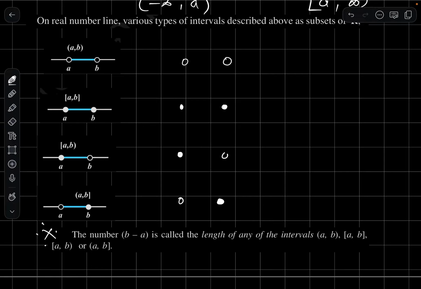And then one more important note you should note down. The number b minus a is called the length of the interval for a comma b. It can be a closed interval, an open interval, or one side closed and the other side open. The length is going to be b minus a. That is the end point minus the initial point.